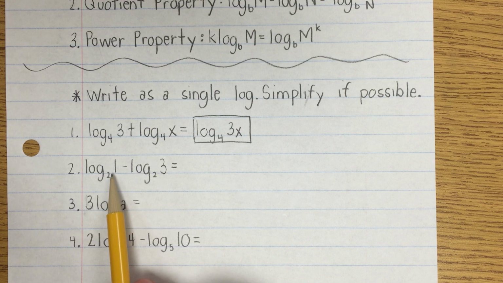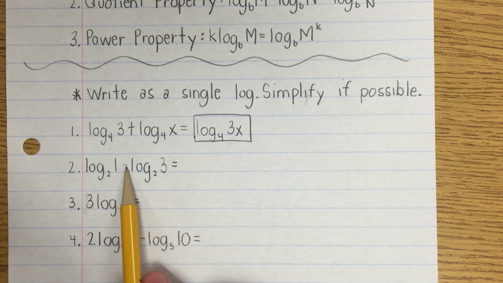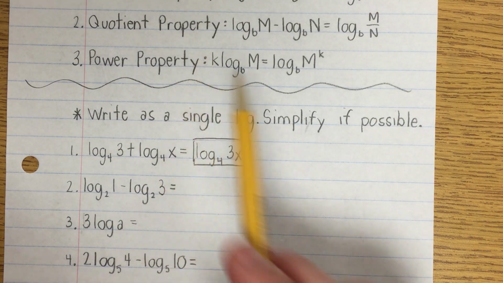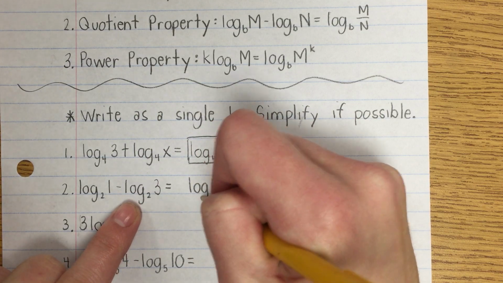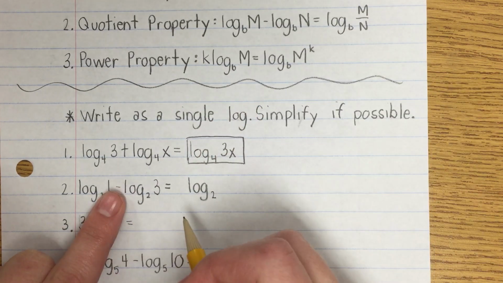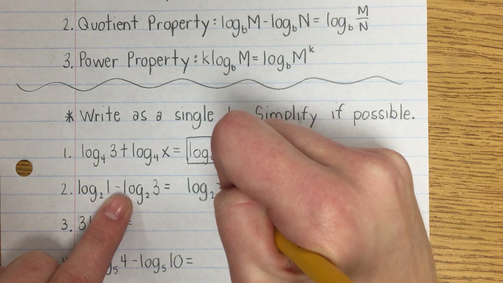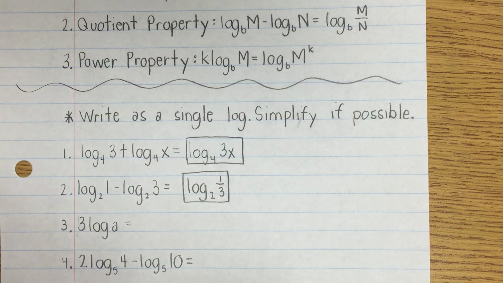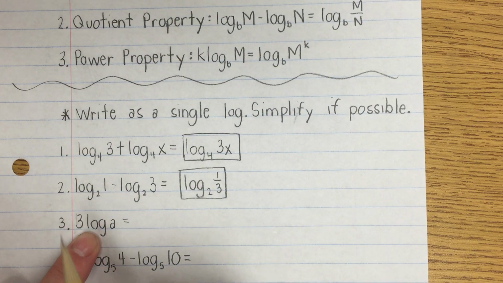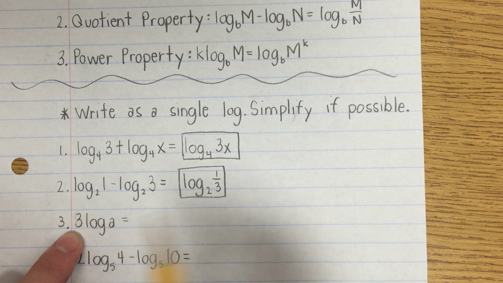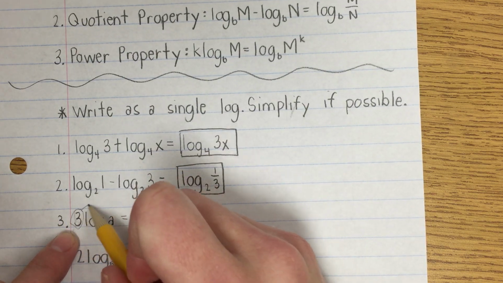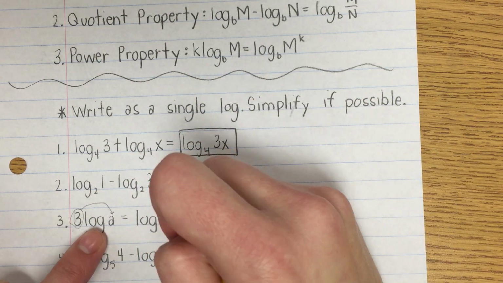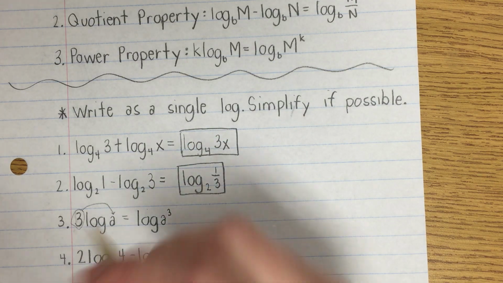Similarly, if we have log base 2 of 1 minus log base 2 of 3, because of that minus sign in between, we know we would be using our quotient property, and that would condense to log base 2, and because of the minus sign, of 1 divided by 3. Last, using our power property here, if we've got something out in front, then we know we can take that something and put it back to be a power. So this is the same thing as log of a to the third power.